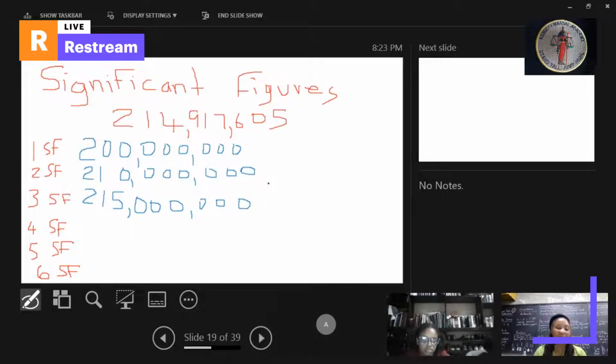So you notice that the more significant places we round to, the more accurate the number is becoming in terms of the original number. The closer to the original number it's becoming. 4 significant figures. So that's 1, 2, 3, 4. This is 1, so we don't add 1 to the 9. So that's 2, 1, 4, 9. Everything else is 0.